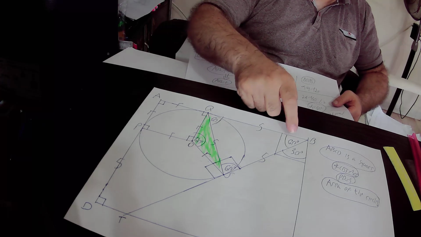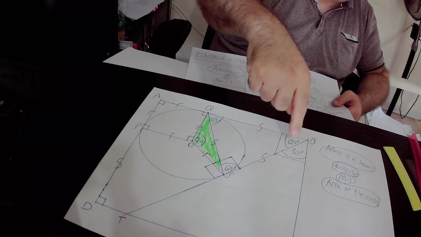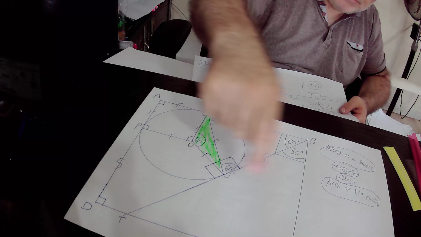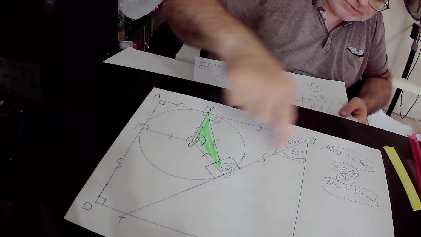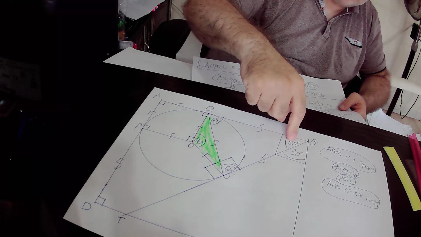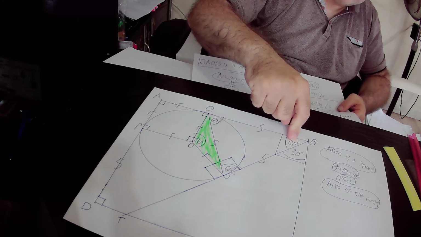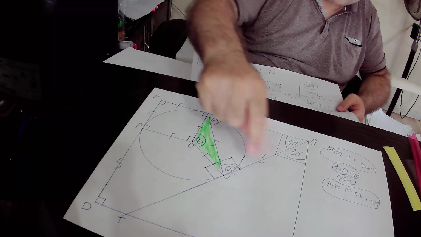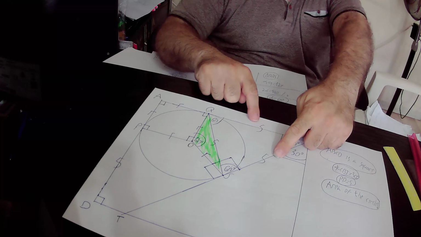What is the size of angle QBS? The size of this angle will be equal to the size of angle ABC minus the size of angle TBC. Again, ABC minus TBC will be equal to this angle. ABC is 90 degrees, TBC is 30 degrees, therefore this angle must be equal to 90 degrees minus 30 degrees, that is 60 degrees.